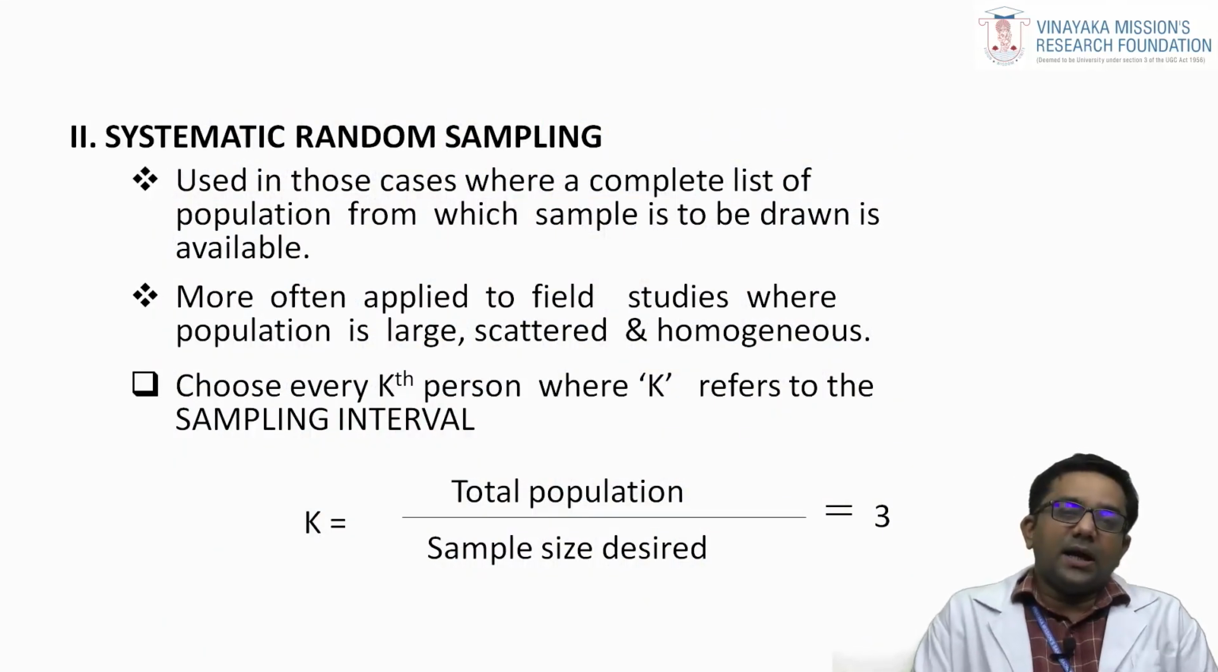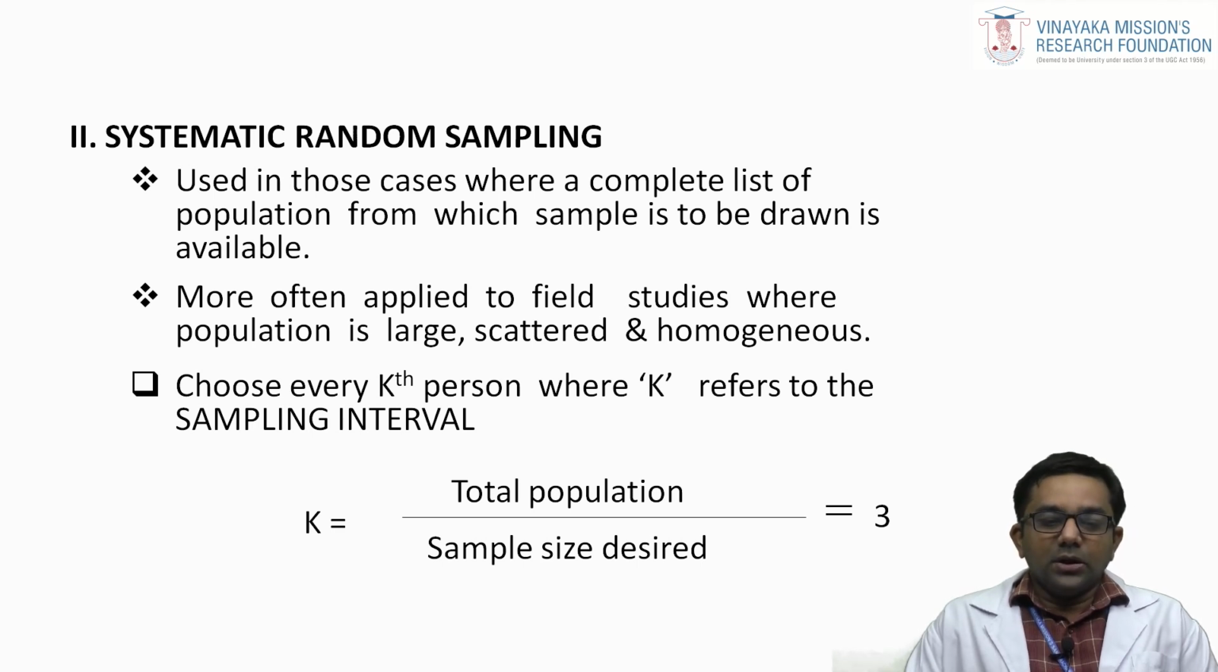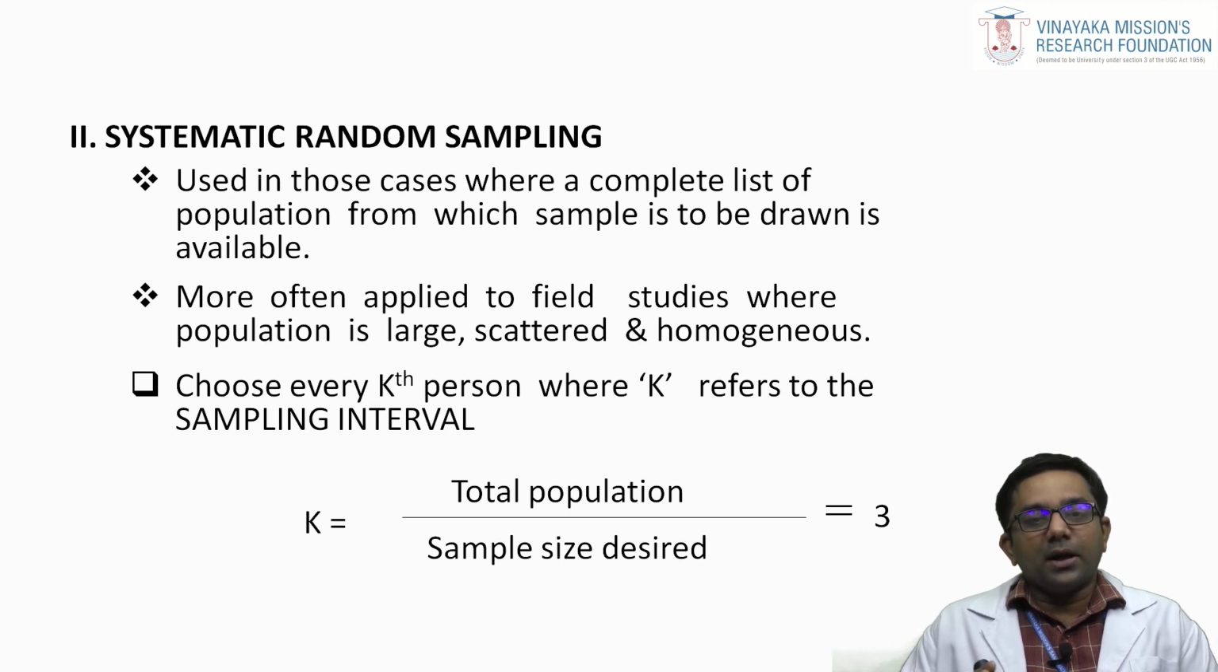The next is systematic random sampling. As the name suggests, it is a systematic procedure of selecting the population. Systematic random sampling is used in cases where the complete list of the population from which the sample is drawn is available, and it is most often applied to field studies where the population is large, scattered and homogeneous. In systematic random sampling, we select members of the population in a systematic way and collect the information from the participants. So, it is a systematic method of selecting a sample.